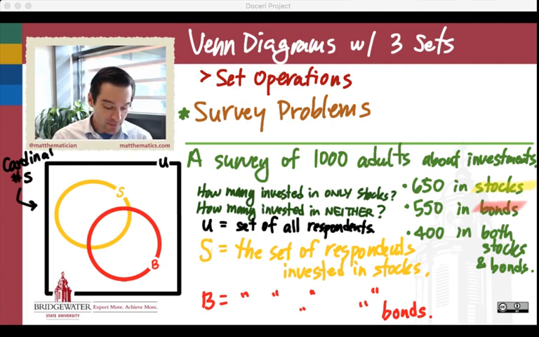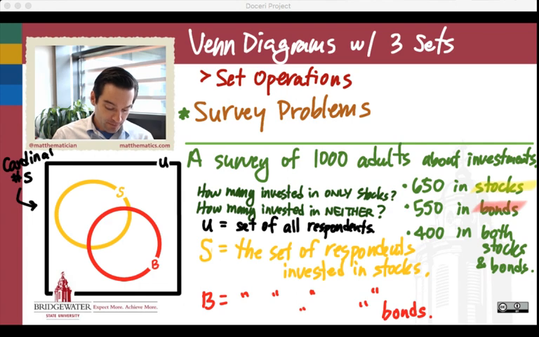For example, the cardinal number of U, the universe, U is the set of all respondents in this survey, that cardinal number would be 1,000. Right? So the problem, though, is that if I write 1,000 in here, then because I just wrote that outside of S and B, this makes it look as though all 1,000 respondents are not elements of S or elements of B. In other words, neither invested in stocks nor in bonds. And that's not true, according to our data. So I don't want to write any cardinal numbers in here just yet, until I've figured out exactly how to use the information that's been given to me.